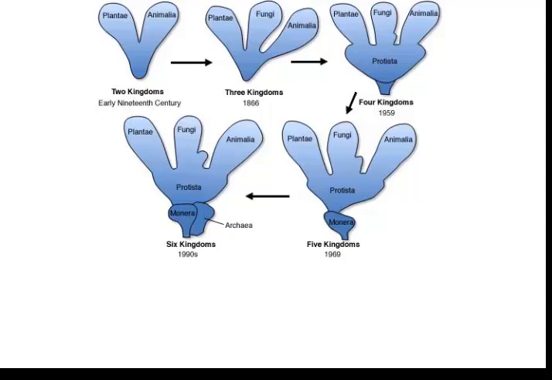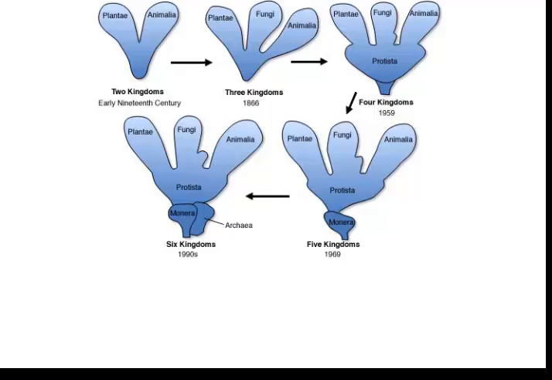In the early 19th century, scientists only recognized 2 kingdoms, plants or animals, and this was because we didn't have the technology to see smaller organisms. In 1866, scientists recognized that plants and animals were also different from the fungus. In 1959, scientists recognized a 4th kingdom, the protists. These were single-celled and multicellular microscopic organisms.